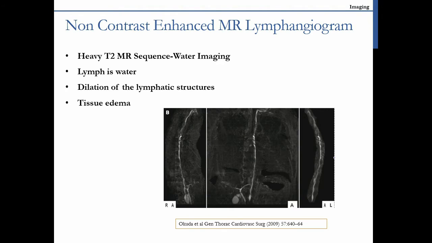That's much more fun. This non-contrast MR lymphangiogram is very simple. You use heavy T2 sequence, water sequence, similar to MRCP or MR urogram, and you can see these dilated lymphatic ducts. Here it's a study from the Japanese literature. The reason we can see it so nicely is because they actually compress the thoracic duct with some kind of pads. Usually you don't see that well.